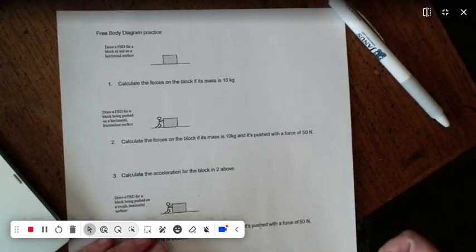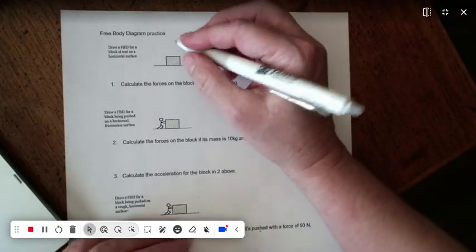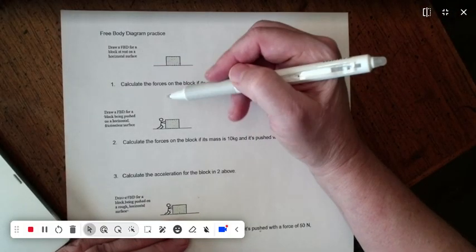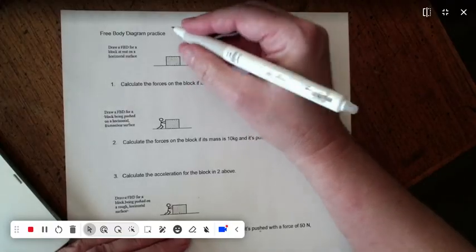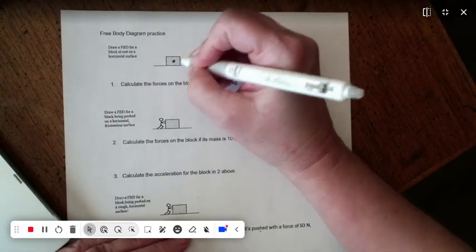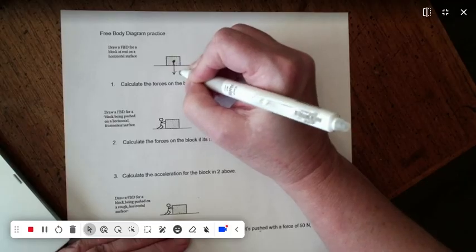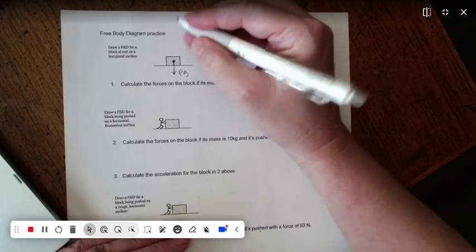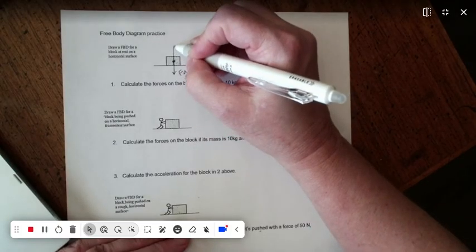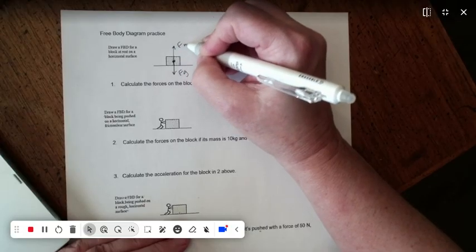This is a refresh on free body diagrams. So, draw a free body diagram for a block at rest on a horizontal surface. So it's just sitting there. It's going to have a force of gravity on it because it has mass. And then it's going to have a normal force from the surface pushing back up on it.